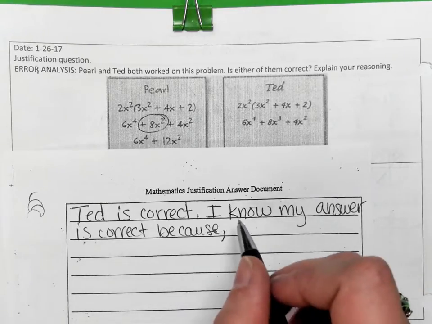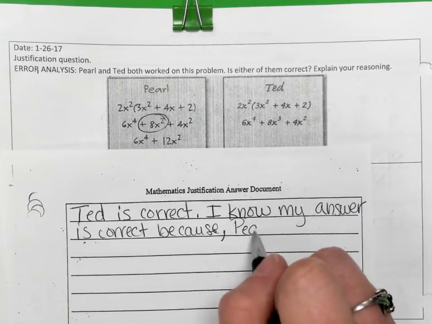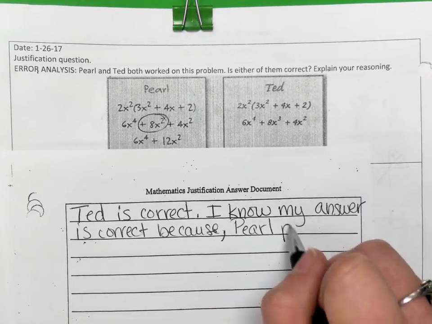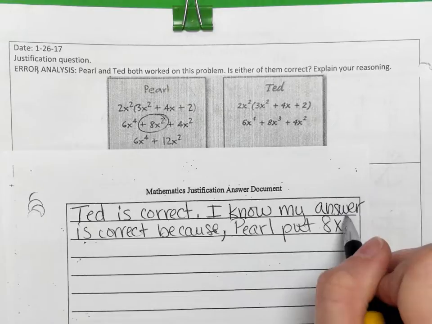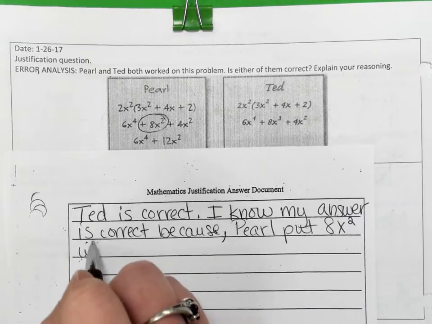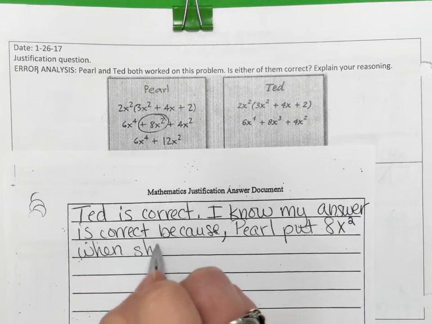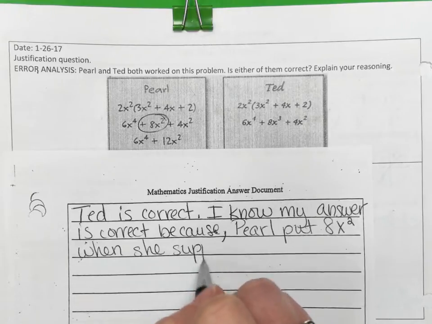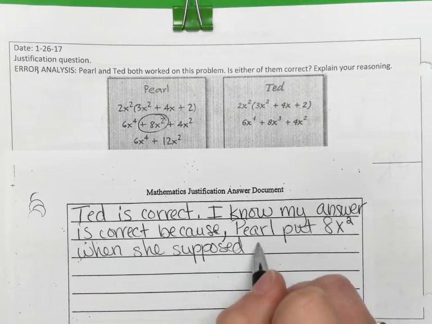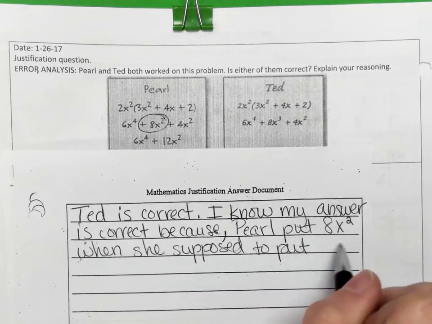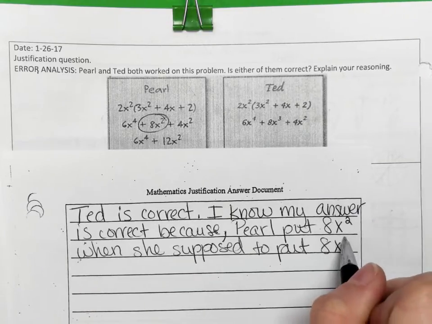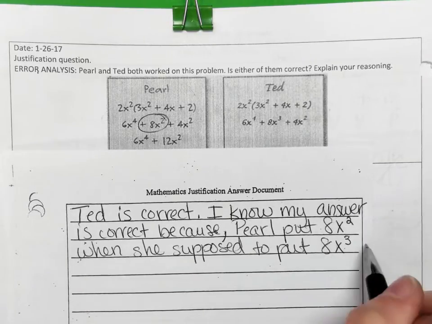Put in the square. Very good, because Pearl put 8x squared when she was supposed to put, what was she supposed to put? 8x to the 3rd. Very good.